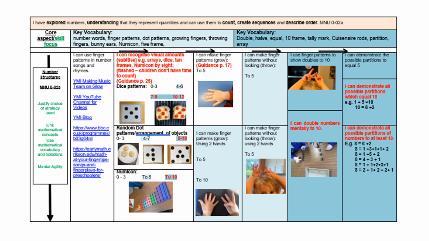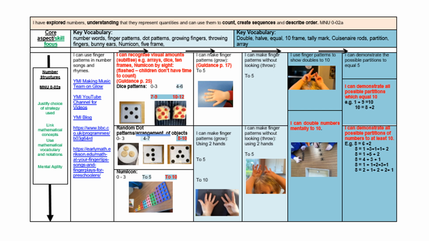Here you can see that there are hyperlinks to the YMI pages and other pages which will support you delivering this aspect. Children might not progress along each organiser step by step. They may achieve something further along the line, but may not understand the concepts before that. It is really important that they understand all of the little stepping stones.